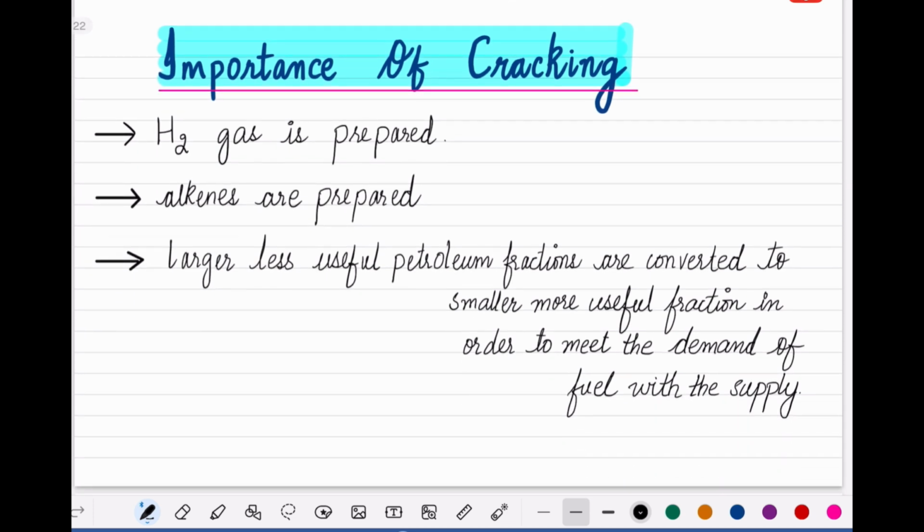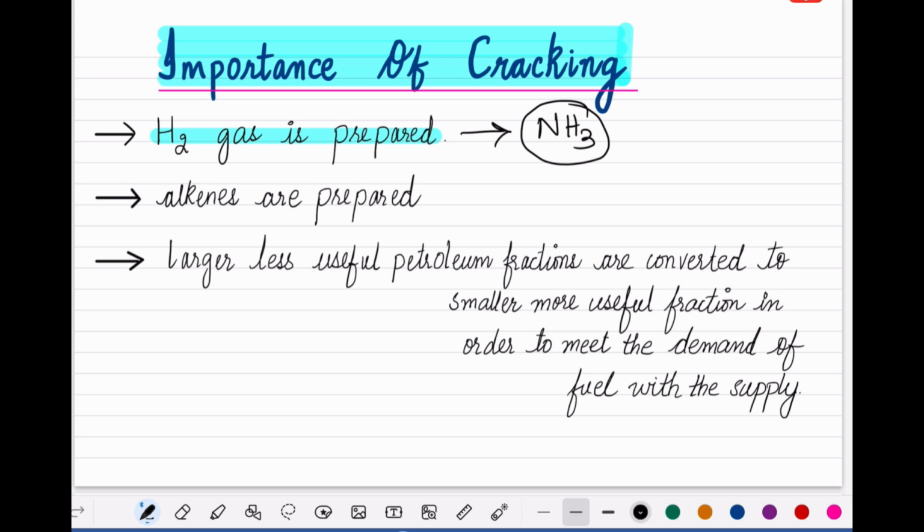Now, the importance of cracking. First, hydrogen gas is prepared. During cracking reactions, hydrogen gas is produced as the byproduct. Hydrogen is a very important raw material in the industrial scale manufacturing of ammonia. In the Haber's process, it is used as a raw material for the manufacturing of ammonia gas.